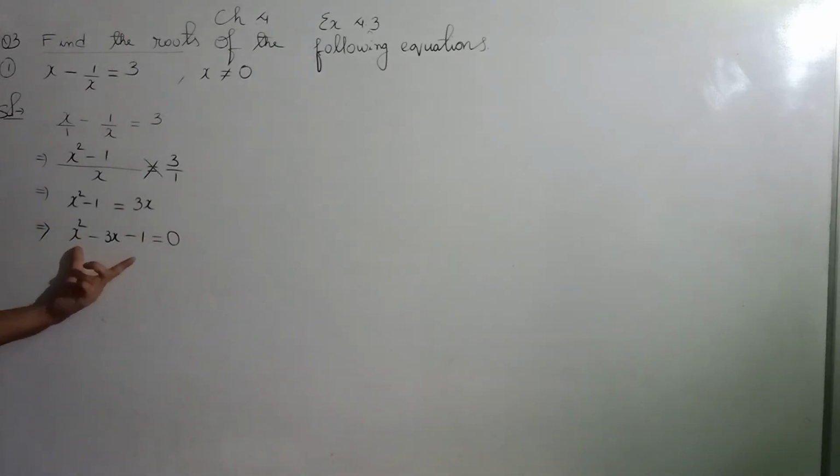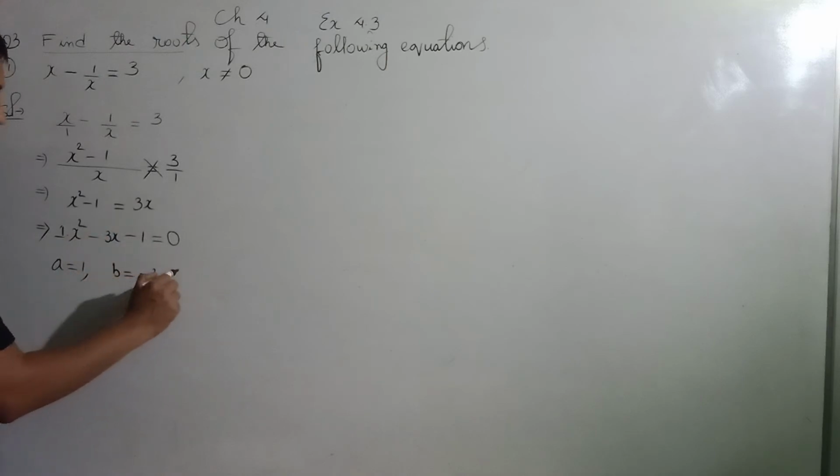Since in this equation the highest power of the variable is 2, the order is 2, so it's a quadratic equation. So we are going to apply the quadratic formula for finding out the roots. But let's check whether roots exist. The coefficient of x squared is 1, so a is 1. The coefficient of x is minus 3, so b is minus 3. The constant term c is minus 1.